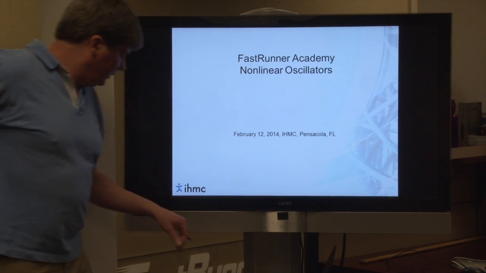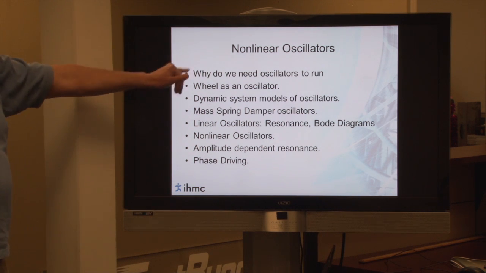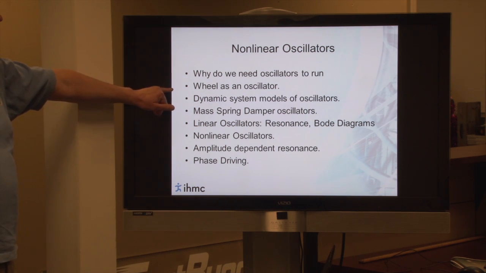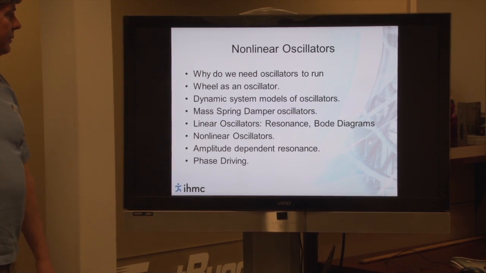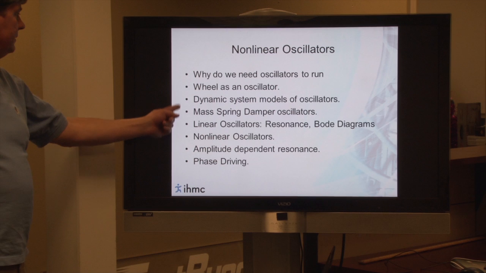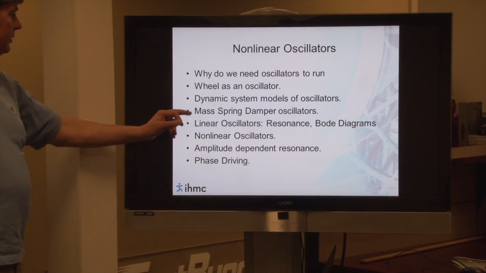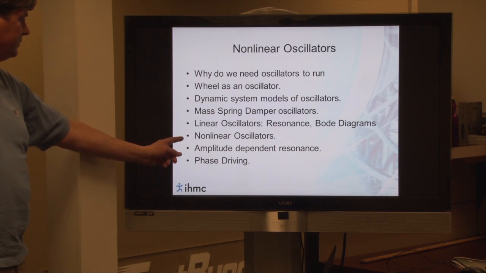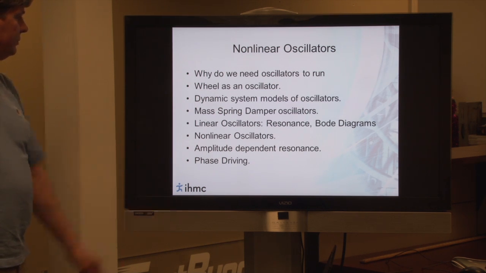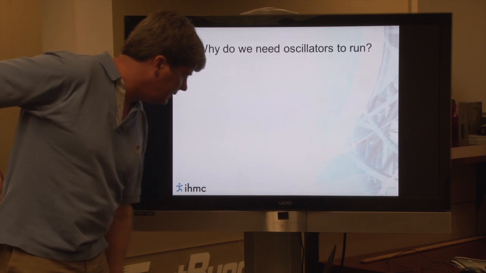Okay, so nonlinear oscillators. Things to talk about: why we need oscillators at all for running. Something as simple as a wheel can be seen as an oscillator. Talk about dynamic system models of oscillators. Simple mass spring damper we'll stick with. Talk about linear oscillators, which I'm sure you've all seen 1,000 times. Nonlinear oscillators, which most of you have seen already. Amplitude dependent resonance. And how to drive these things, and phase driving and other means of driving them.